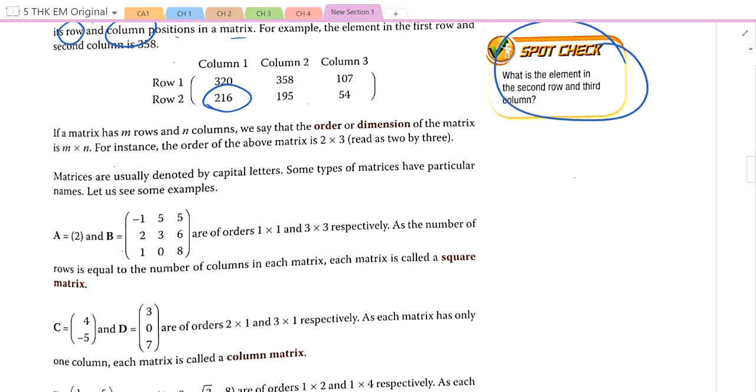Let's just try this. What is the element in the second row, third column? What is the element in the second row and third column? 54. Second row, third column.